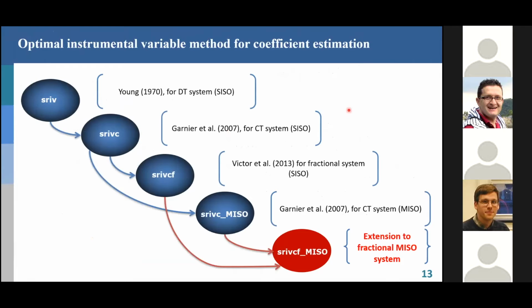I'm going to talk a little bit about the history of the optimal instrumental variable. The first work was made by Young, who dealt with the discrete-time system in the SISO case. Garnier also extended this work to the continuous-time system, also in the SISO case. Victor developed this work for the fractional system in the SISO case as well. Garnier also worked on the MISO system in the continuous-time integer case. So our work here is to develop this to the fractional MISO system.